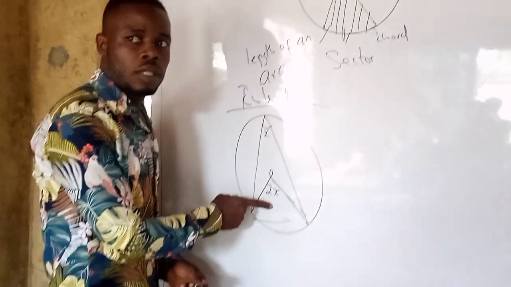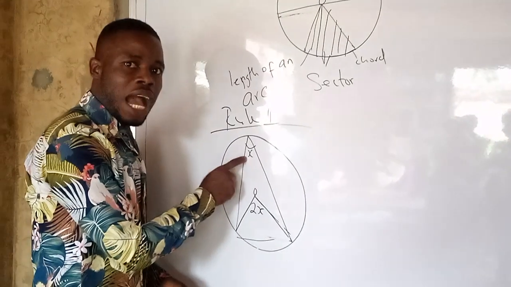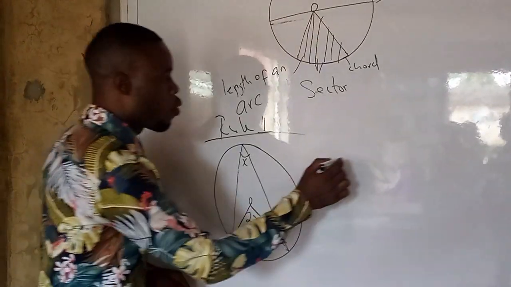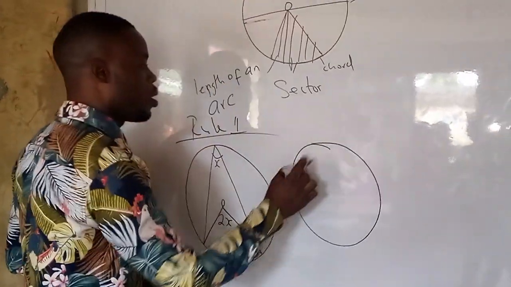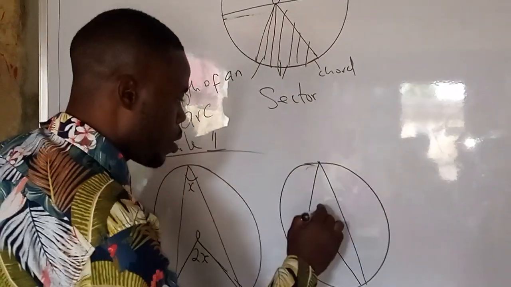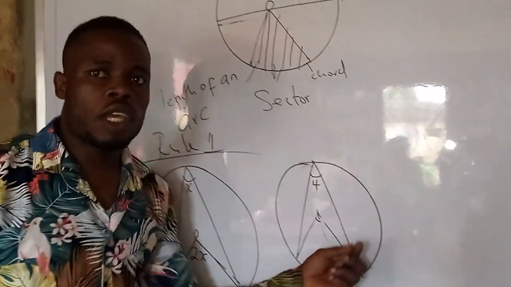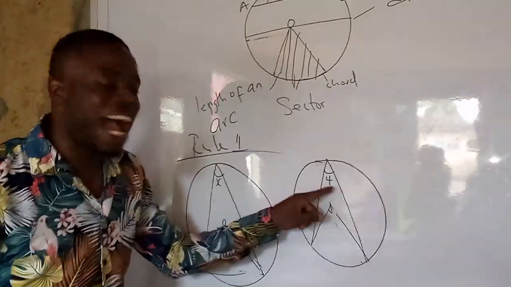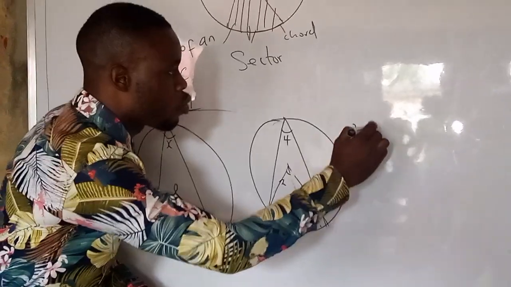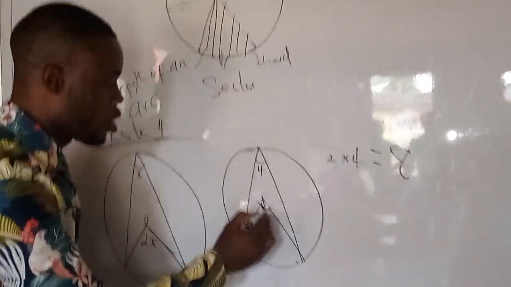That is rule 1. The angle of this is twice the angle of this, an angle in the circumference. So if, for example, I have 4, since this is twice the angle of this in the circumference, it will be 2 times 4. That's twice of this, which will give you 8. So therefore, the answer to this is 8.